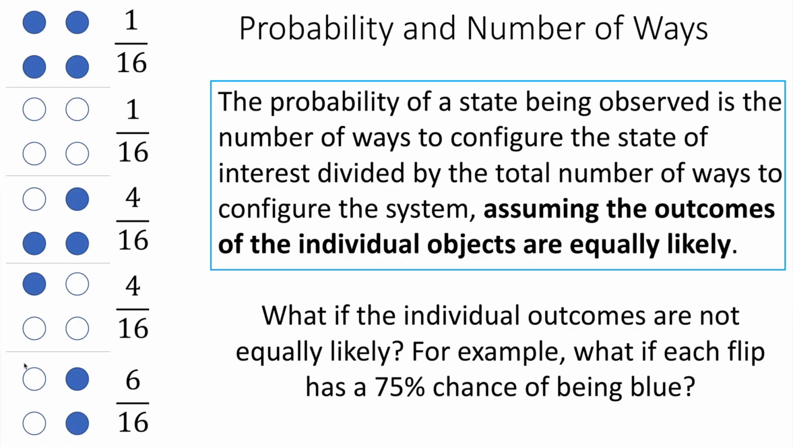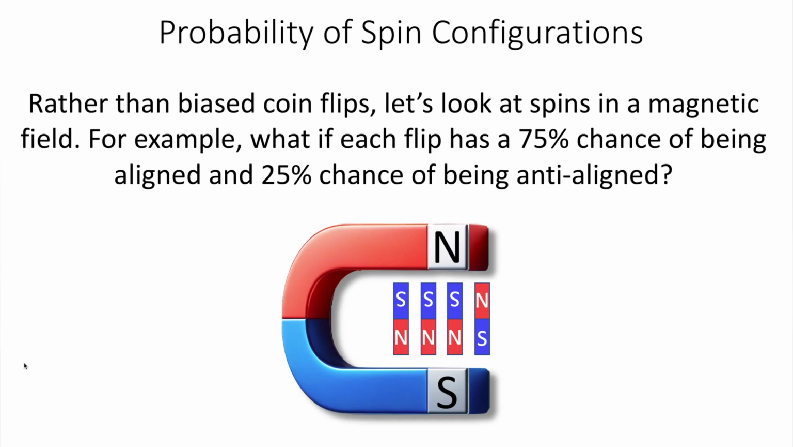Let's say, for example, each flip has a 75% chance of being blue. This is not a fair coin now. Well, now what happens? This is going to be a little different. But instead of continuing our discussion with coins, let's talk about something relative to physics and physical chemistry. All right, let's talk about spins in an external magnetic field.